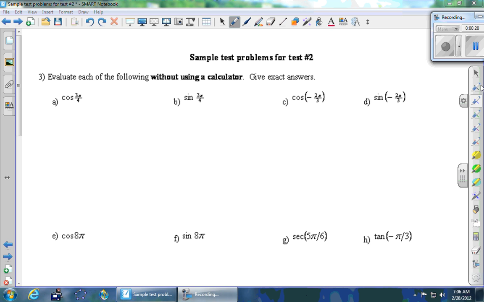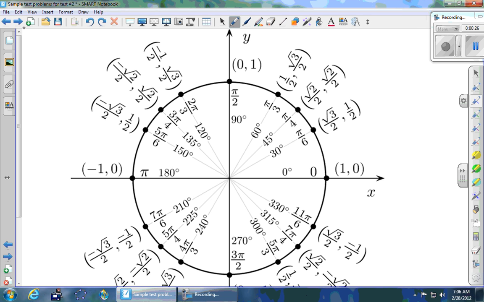The first two questions are for the cosine of 3 pi over 4 and the sine of 3 pi over 4. So we're going to go to our unit circle, and we're going to find 3 pi over 4. 3 pi over 4 is this angle right here. So what we're interested in is that angle. Remember, our angles always start from the positive x-axis and go counterclockwise. That's the default.